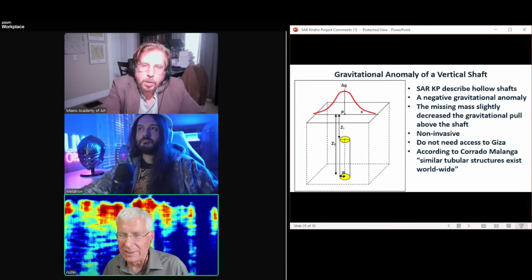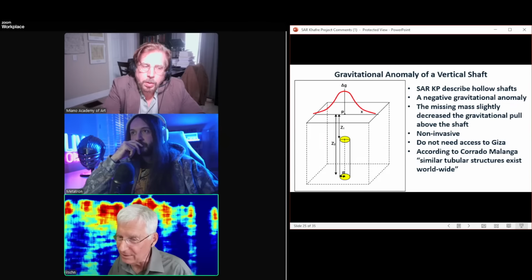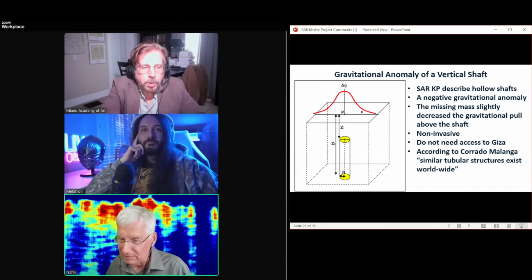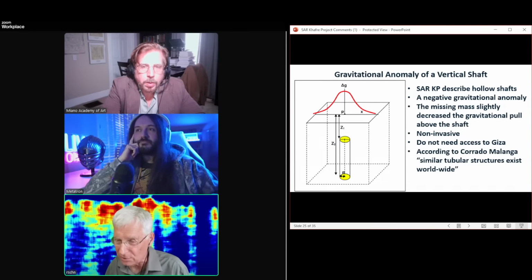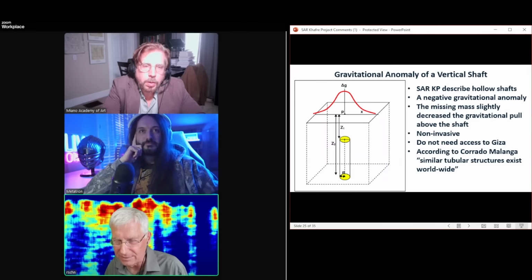This is the geophysical method by which you would look for a gravitational anomaly. That's how you would find the Hall of Records. You don't do it with seismics. Seismics is an inappropriate tool. So Schoch didn't use the right tool. This is the correct tool for looking for voids in the ground, not seismics. You want to use gravity.